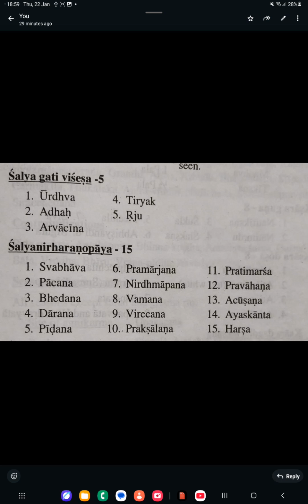Okay, and to remove the Shalya, 15 upayas are there. Shalya Nirharana upayas are 15 in number. To remove the Shalya, which methods can we use? Swabhava, Pachana, Bhedana, Dharana, Pidana, Pramarjana, Nirmathana, Vamana, Virechana, Prakshalana, Pratimarsha, Pravahana, Achushana, Ayaskanta, Harsha. So these are the 15 methods used for removing the Shalya from the body. So Shalya Gati 5, Shalya Nirharana Upaya 15.